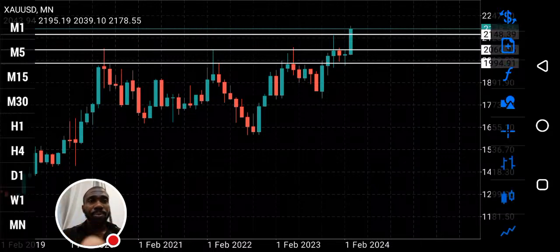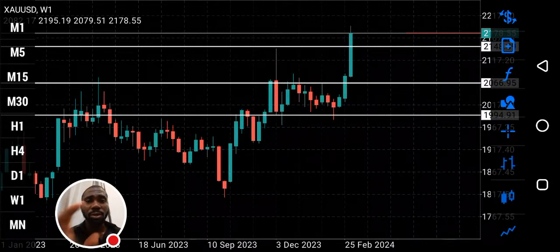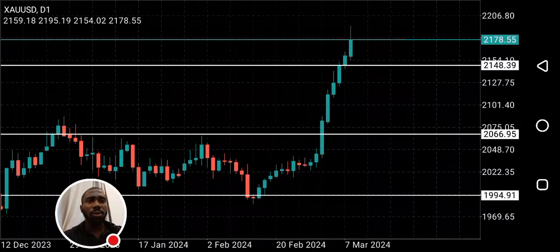Okay, so let's go down to weekly. So weekly also strongly bullish. It closed strongly bullish. So now let's go down to daily. Okay, so look at the pattern we have on daily.